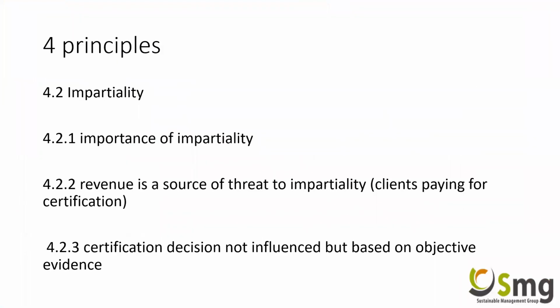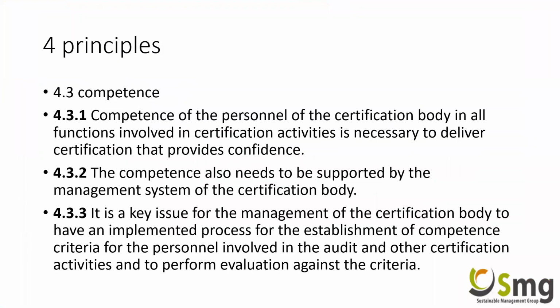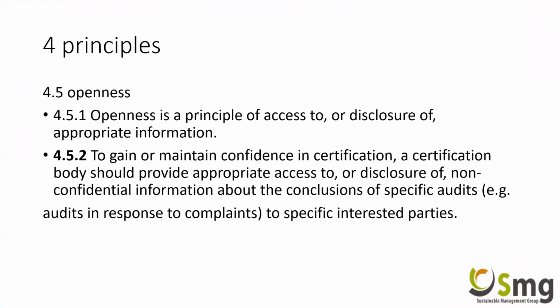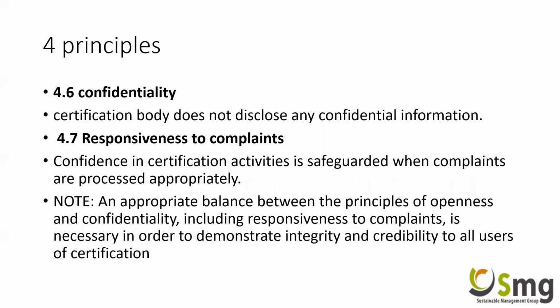I have missed the principle on openness. Openness is the principle of access to or disclosure of appropriate information. We have to be open to give people information about what we do. So we need to tell people what certification we are doing, and give information about our certification business. And then we have confidentiality.